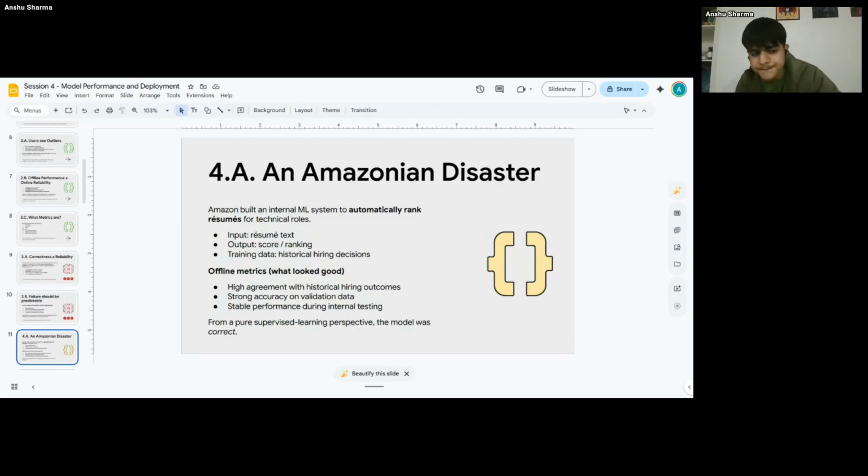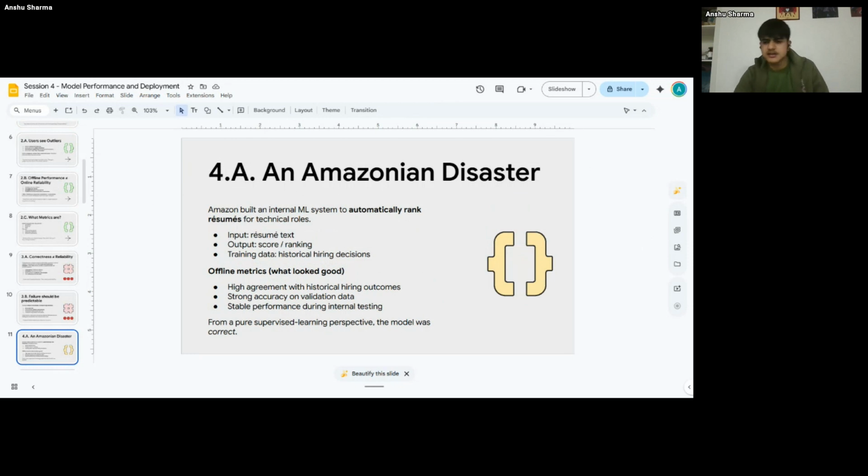So Amazon built a system that automatically ranks resumes, right? So a machine learning model that takes in a bunch of resumes and tells us that these are the ideal candidates for the job description, right? So the input was resume text and the output was a ranking for the candidate, right? And they trained the model on a bunch of historical data. So far so good, right? And the offline metrics, when the model was not deployed, they saw that the model was pretty accurate, so it had high agreement with the historical outcomes, right?